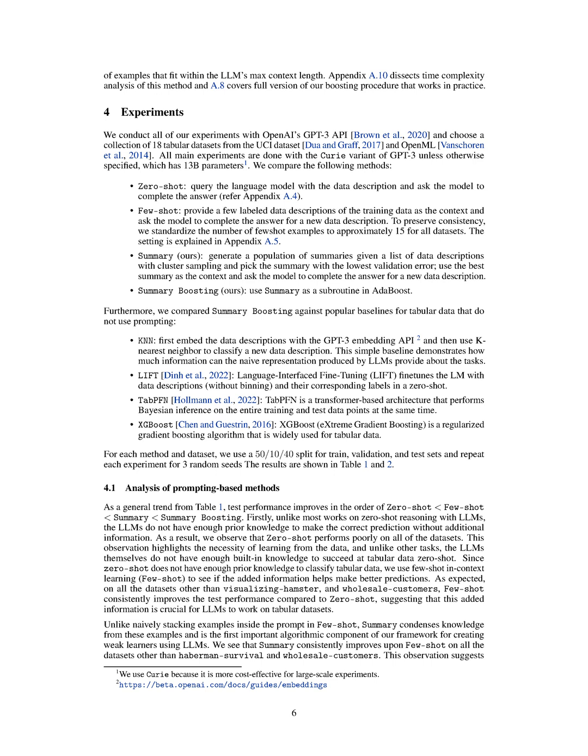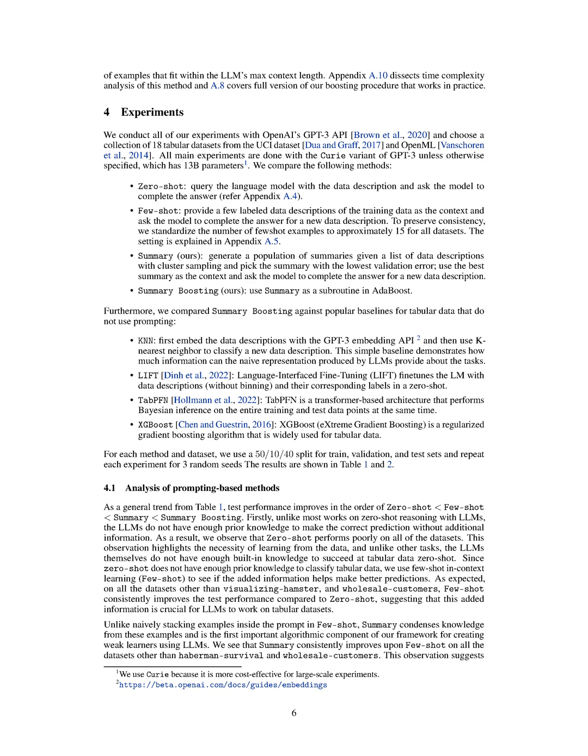2. LIFT. The Language Interfaced Fine-Tuning method, or LIFT, fine-tunes the language model with data descriptions and corresponding labels in a zero-shot setup. 3. TabPFN. This method involves a transformer-based architecture, which runs a Bayesian inference on all the data points in the training and testing set simultaneously. 4. XGBoost. The Extreme Gradient Boosting method, or XGBoost, is a well-known, regularized gradient boosting algorithm widely used for tabular data. In the interest of robust testing, we use a 50-10-40 split for training, validation, and test sets respectively, across all methods and datasets. Each experiment is run thrice using different random seeds. The results of these experiments can be found in the table included further in the document.